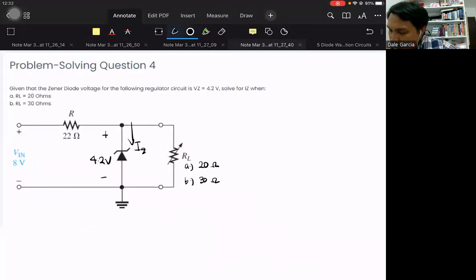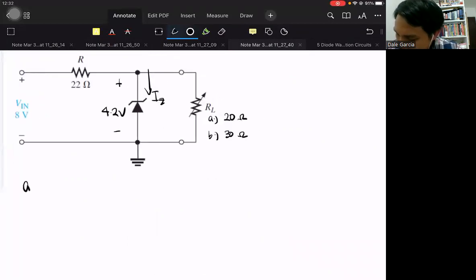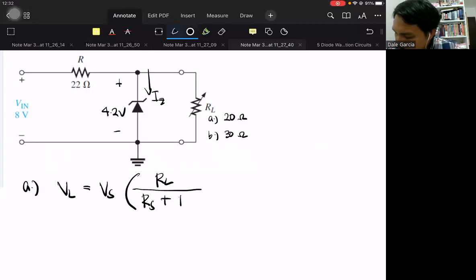Okay, kaya mo siguro. Sa Indonesia, no? Voltage divider formula. VL equals VS times RL over RS plus RL. Check na natin later kung mas dako or mas gamay ba siya compared sa VZ na 4.2.